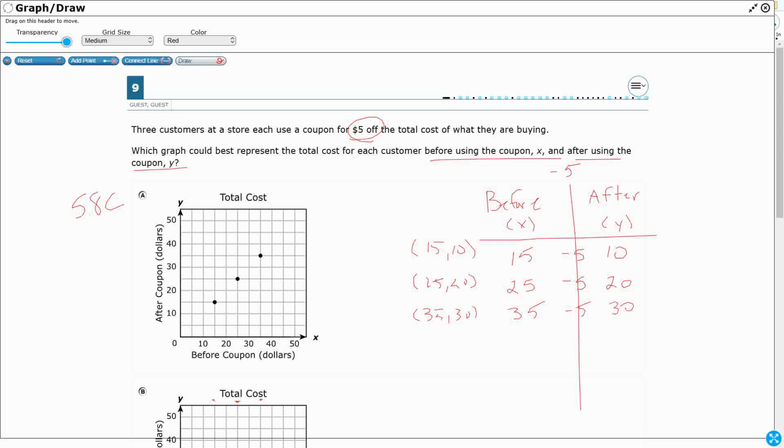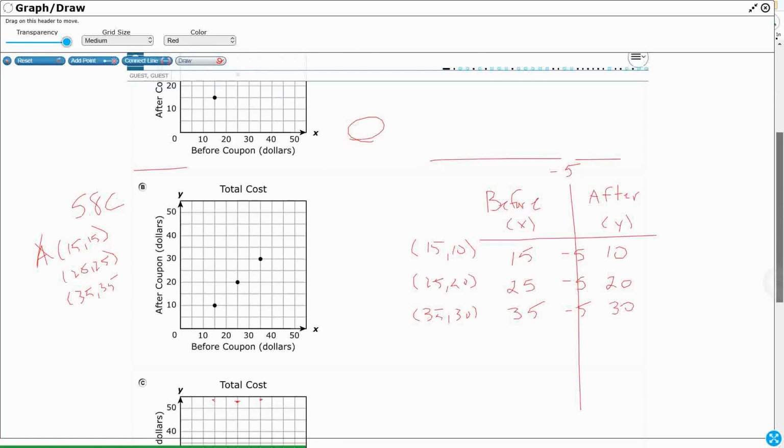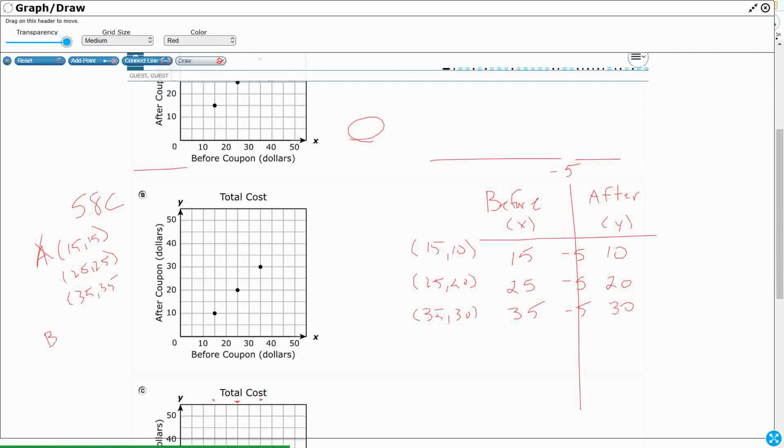So let's see. A, and I've got 15, and I'm going to write these out over here on the side so I don't mark up everything. So what's this? This first point right here is (15, 15). Then I've got, they just match it, (25, 25). They don't even apply the coupon. And then I've got (35, 35). Not what I'm looking for. They didn't take the $5 off. Let's see what B's got. B has got (15, 10). Okay, that's good. It's got (25, 20).